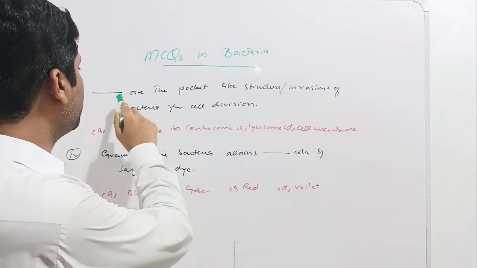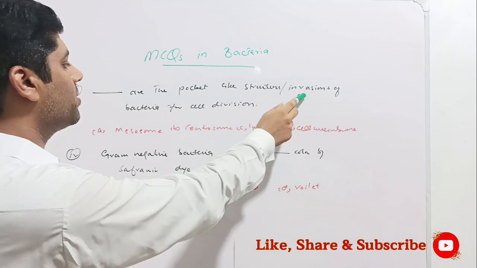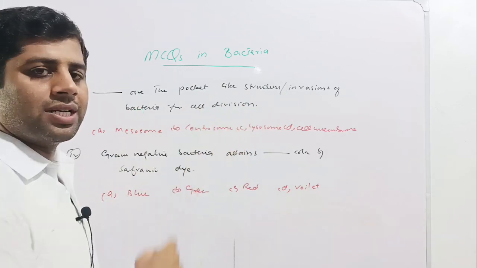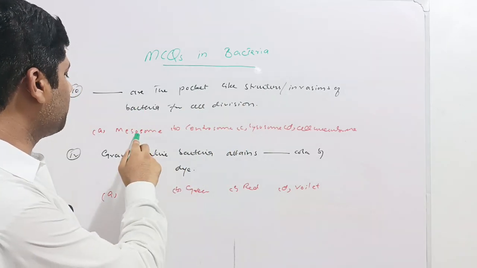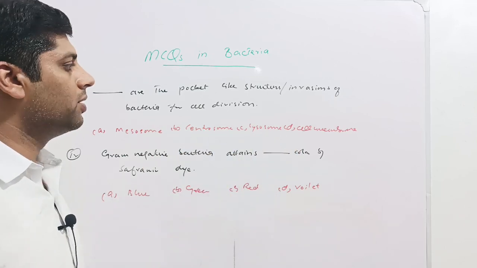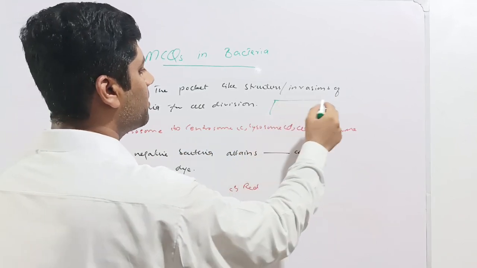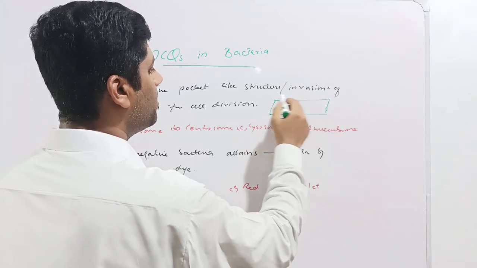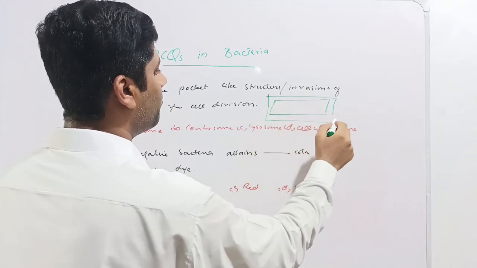Next question is, dash are the pocket-like structures or invasions of the bacteria for cell division. Given options are mesosomes, centrosome, lysosome or cell membrane. In case of bacteria, for example, it is a bacterial cell. This is cell membrane and outside there is cell wall in the bacteria.